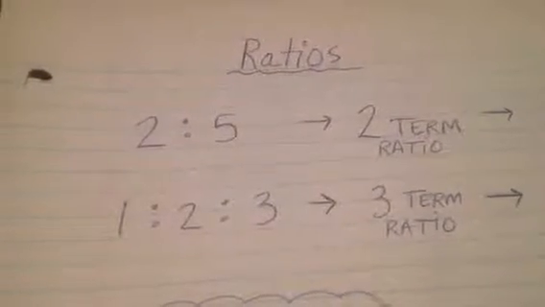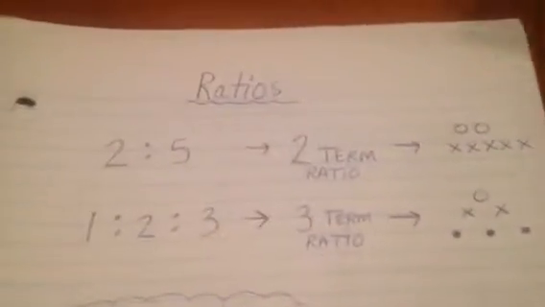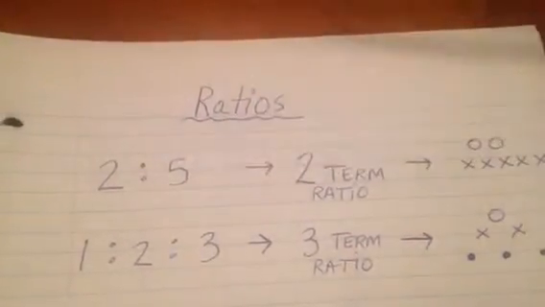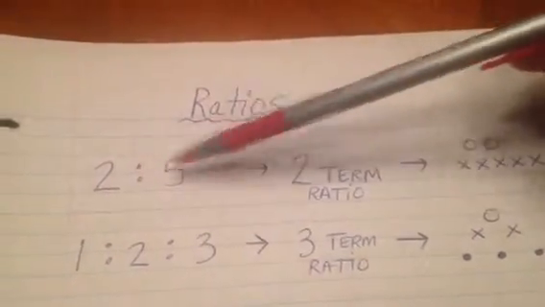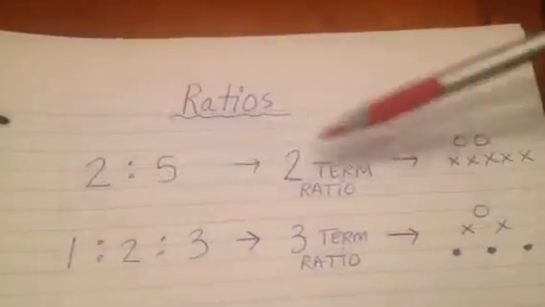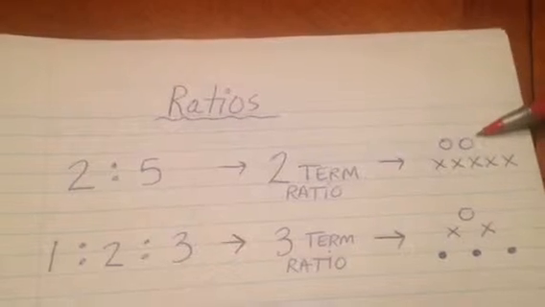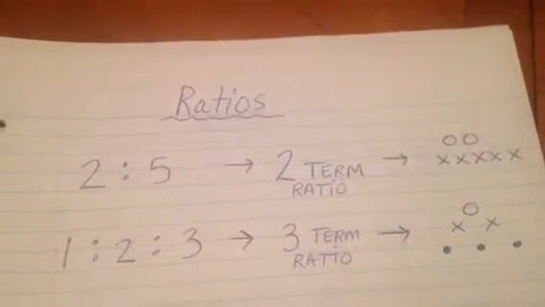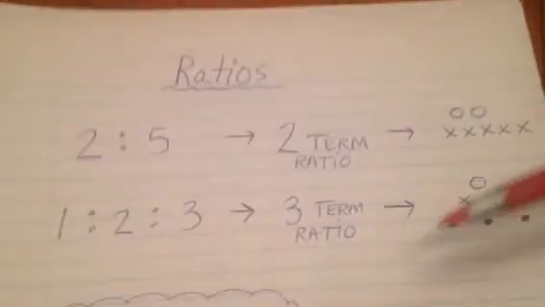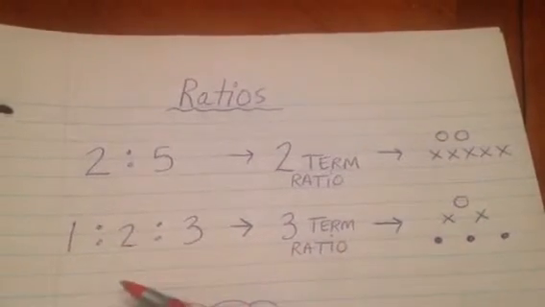So I'm going to take you quickly through what ratios are. For example, this is a ratio, 2 to 5. Basically, a ratio is a comparison of two values, two different amounts. So this is a two-term ratio. An example would be if there were two circles and 5 x's, that would be a ratio of 2 to 5.